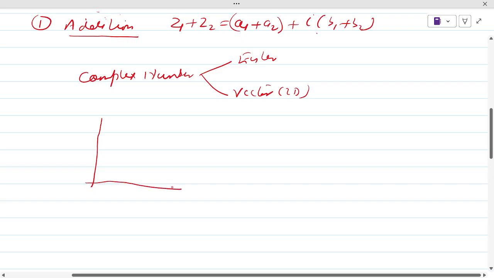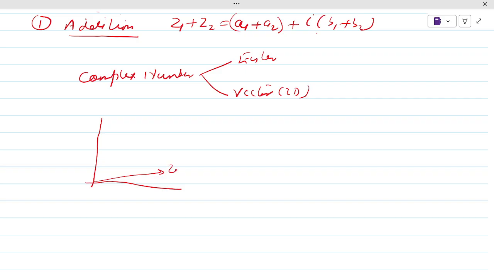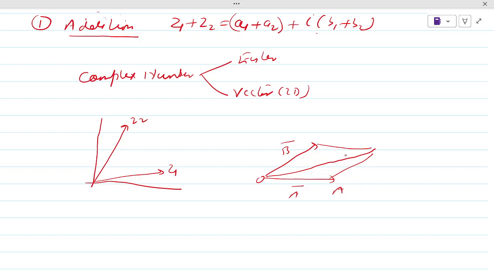Let's say any complex numbers here, this is z1 and this is z2. It's similar to having a vector A and adding a vector B. The addition of vector A plus B lies along the diagonal of a parallelogram. So this is vector A plus B. We should know that A plus B is along the diagonal of the parallelogram formed.